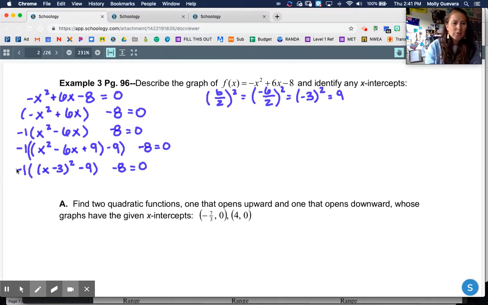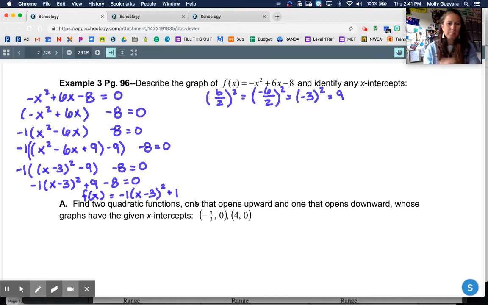And then I'm going to distribute this negative. So that leaves me negative 1 times x minus 3 squared. And then negative 1 times negative 9 is positive 9, minus 8 equals 0. So my function is f of x equals negative 1 times x minus 3 squared plus 1. So there's my function. And I don't really have a whole lot of room, but I'll try to circle it here. Perfect.